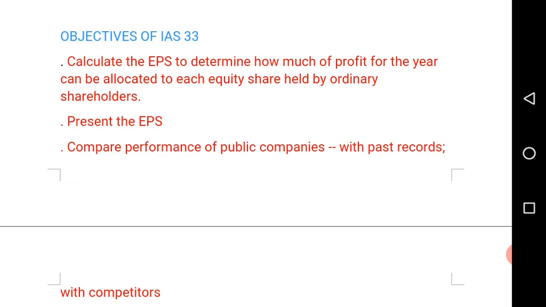Those are the three objectives of IAS 33. Calculate, present. Obviously, after you calculate, you have to do something to it. You have to present it in a manner that is readable to those who need the information. Then finally you compare, CPC as a mnemonic there.